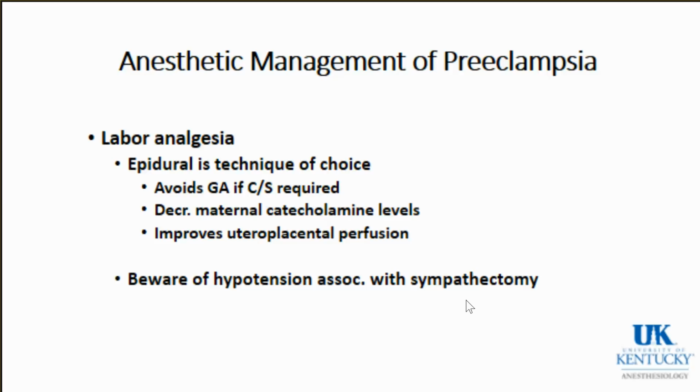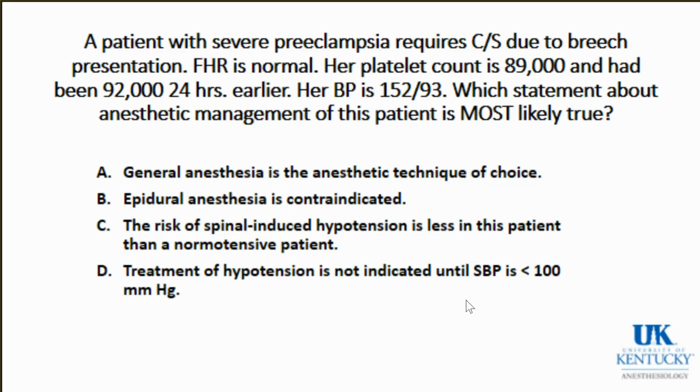It's actually been shown, too, in preeclamptic patients, when you place an epidural, your maternal catecholamine levels are decreased, so that may actually help with blood pressure control, but maybe even more so is that Doppler studies have shown that an epidural in a preeclamptic patient improves uteroplacental perfusion. You do need to be aware, though, that these patients, like anyone else, can have a sympathectomy with the epidural, and the baby may not tolerate that drop in blood pressure as much as a patient who's got a normal non-preeclamptic pregnancy.